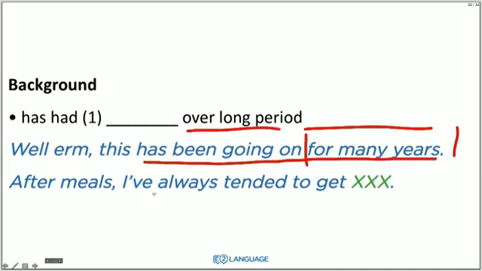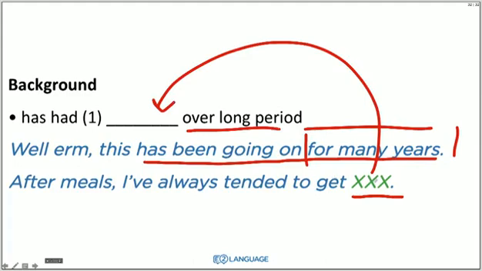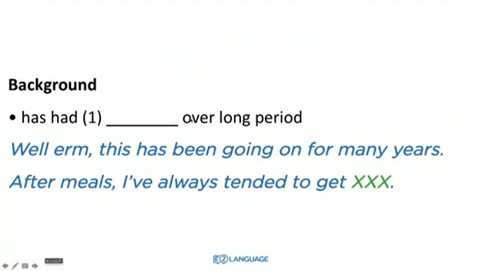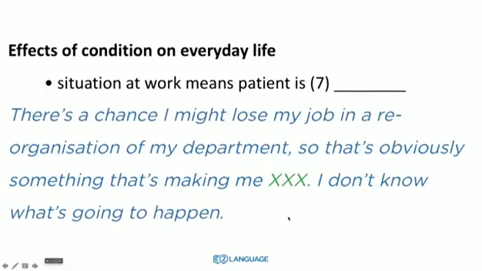Now, after meals, I've always tended to get. That is where the answer goes. That's the word that you need to put there. I'm going to hide it from you for the moment. But you can see how has had something over a long period. You can see the synonymous language here. They don't use the same words in the notes here. Let's look at another one.